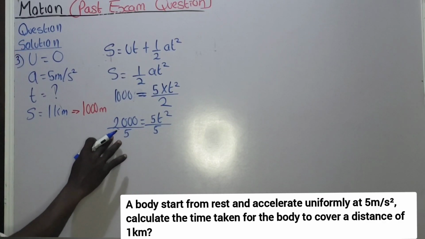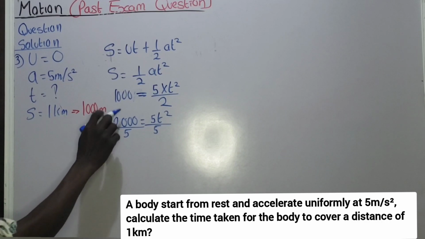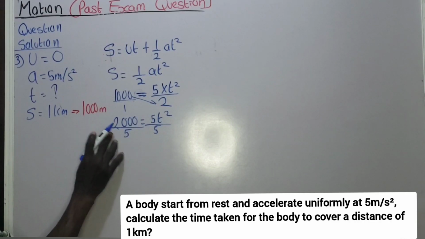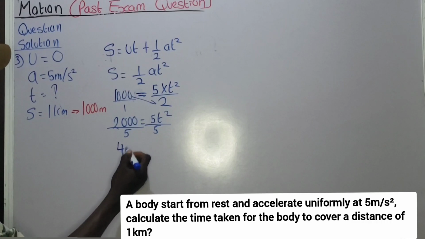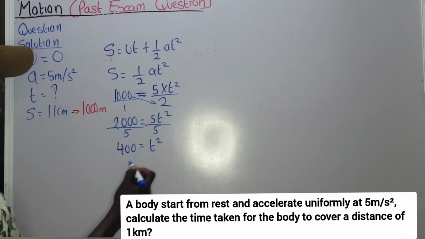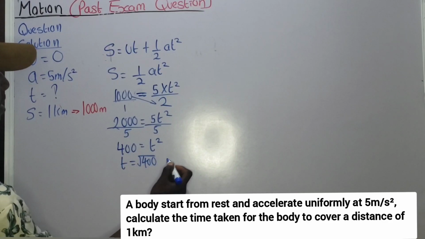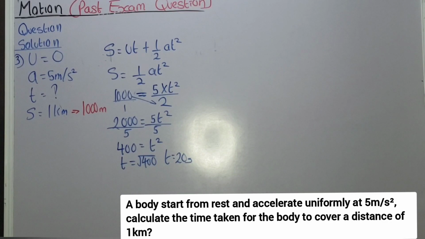I'm very sure you understood how I got 2000. I took the product of 1000 and 2. Then divide both sides by 5. I'm going to have 400 equals t squared. So t equals the square root of 400, so here t equals 20. So the time it will take the body to cover a distance of 1 kilometer is 20 seconds.